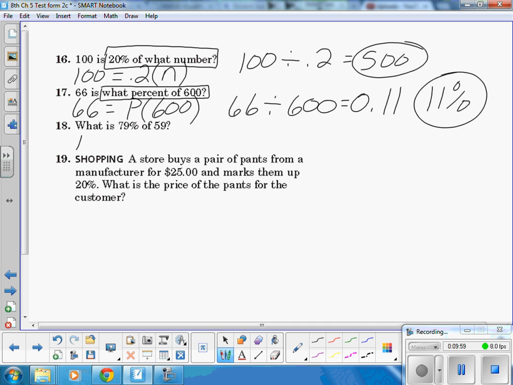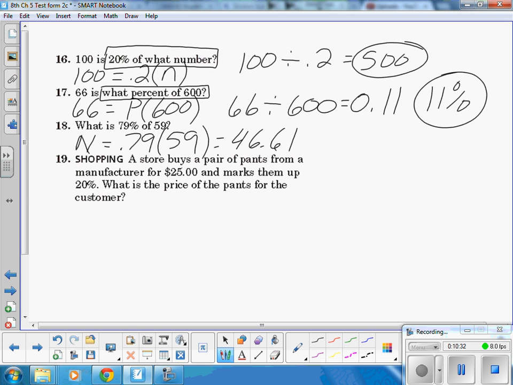Number 18, what number equals 79%, 0.79 of 59? All I'm going to do is put that in the calculator, 0.79 times 59. The answer is 46.61. 79% of 59 is 46.61.